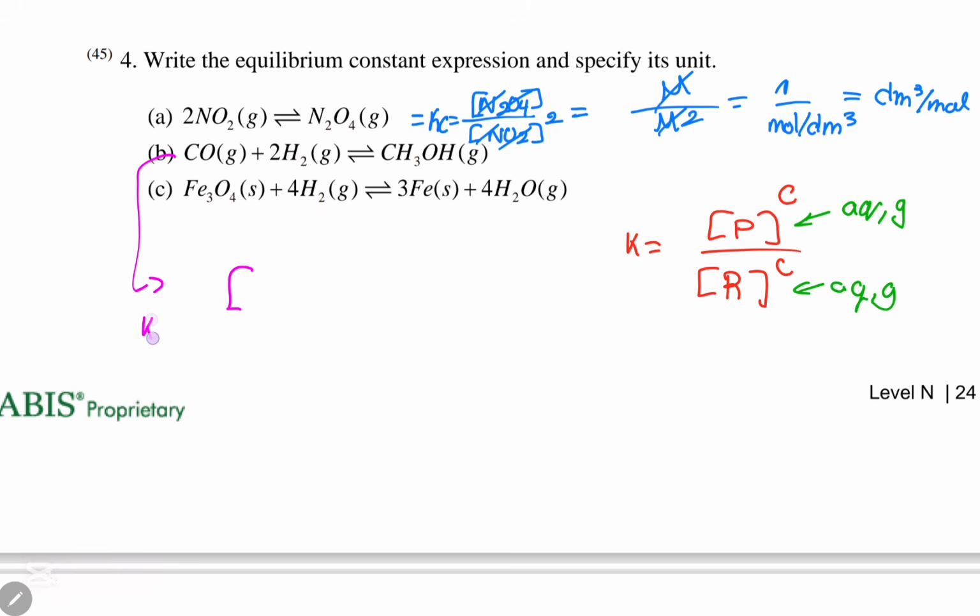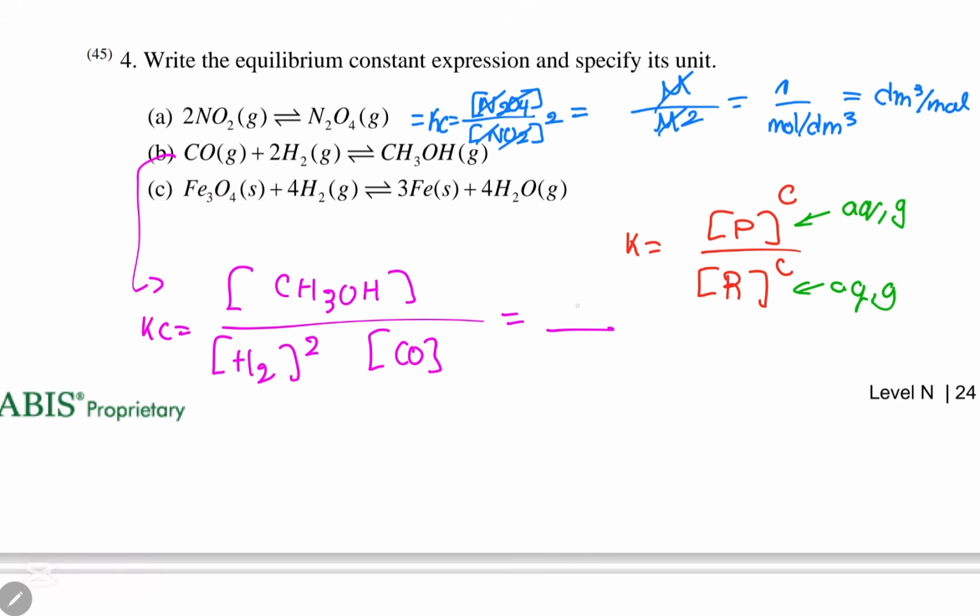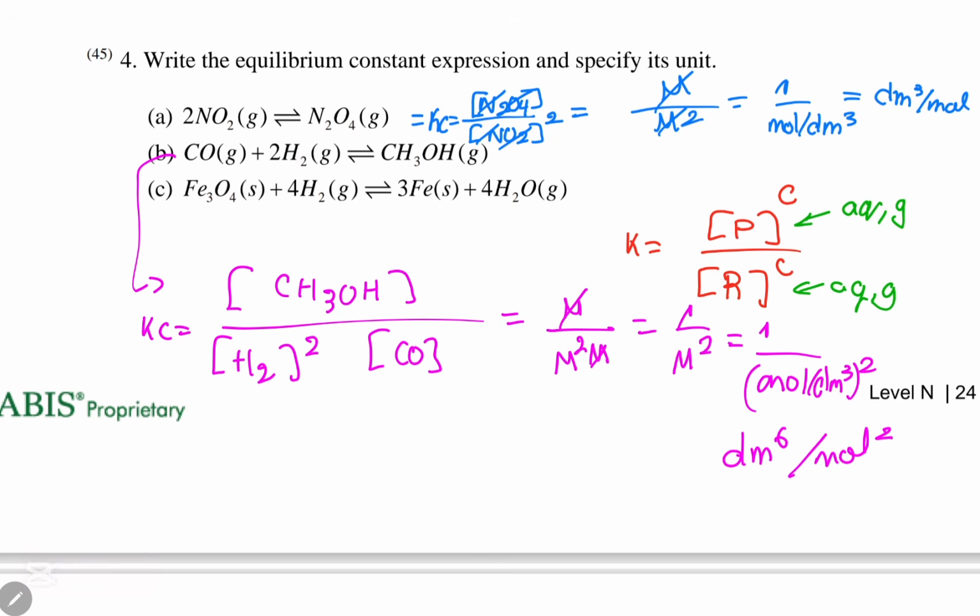For part B, Kc is equal to the concentration of CH3OH to the power of 1 divided by the concentration of H2 squared times the concentration of CO. So basically, it's m over m squared times m. So m and m cancel, and now I have 1 over m squared. So 1 over mole per decimeter cubed squared. That's going to be decimeter to the power of 6 divided by mole squared. So that's it for part B.